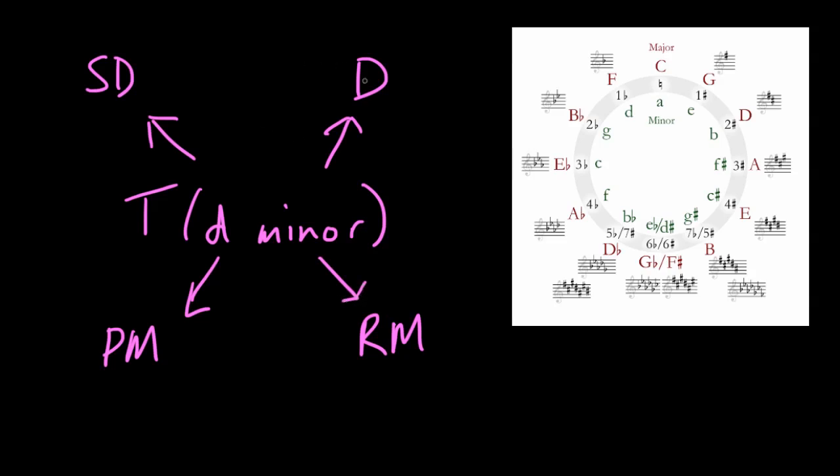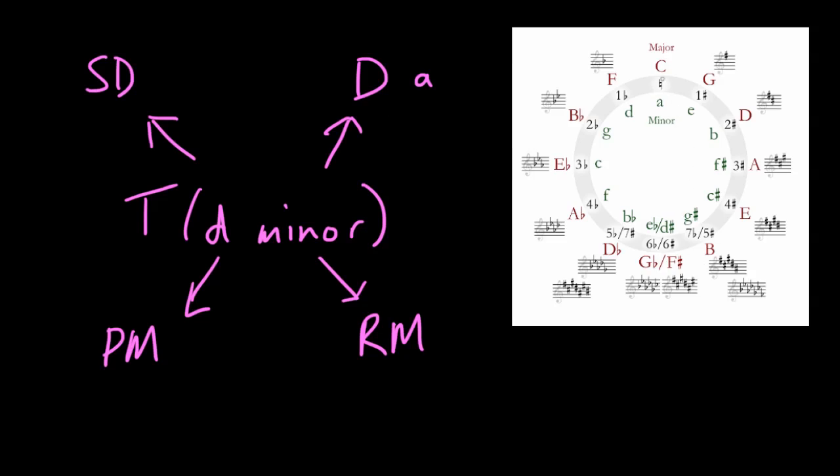This is the key built on the 5th step of D minor, and so the 5th step of D minor is an A, so it's going to be A something. Now, when we're looking at related keys, we want to find the scales and the chords and the melodies that have the most similarities with our tonic or home key. So is this going to be A minor or A major?